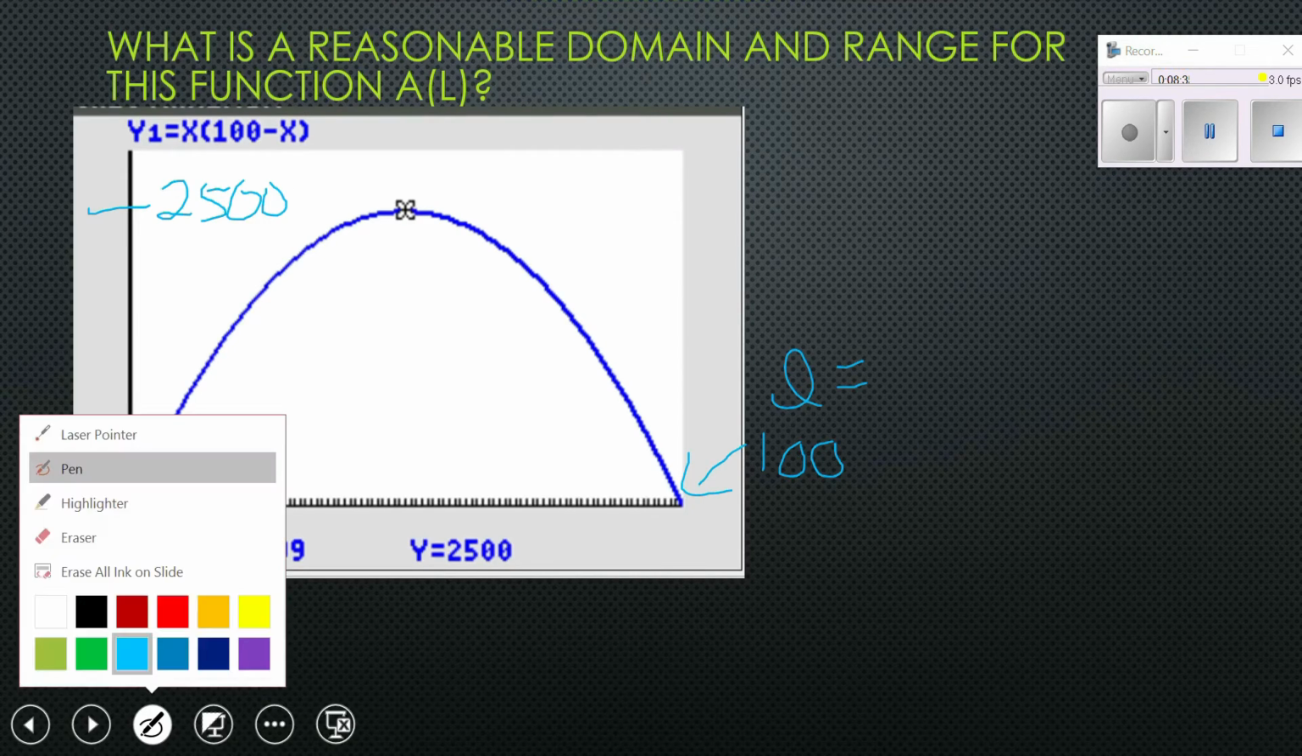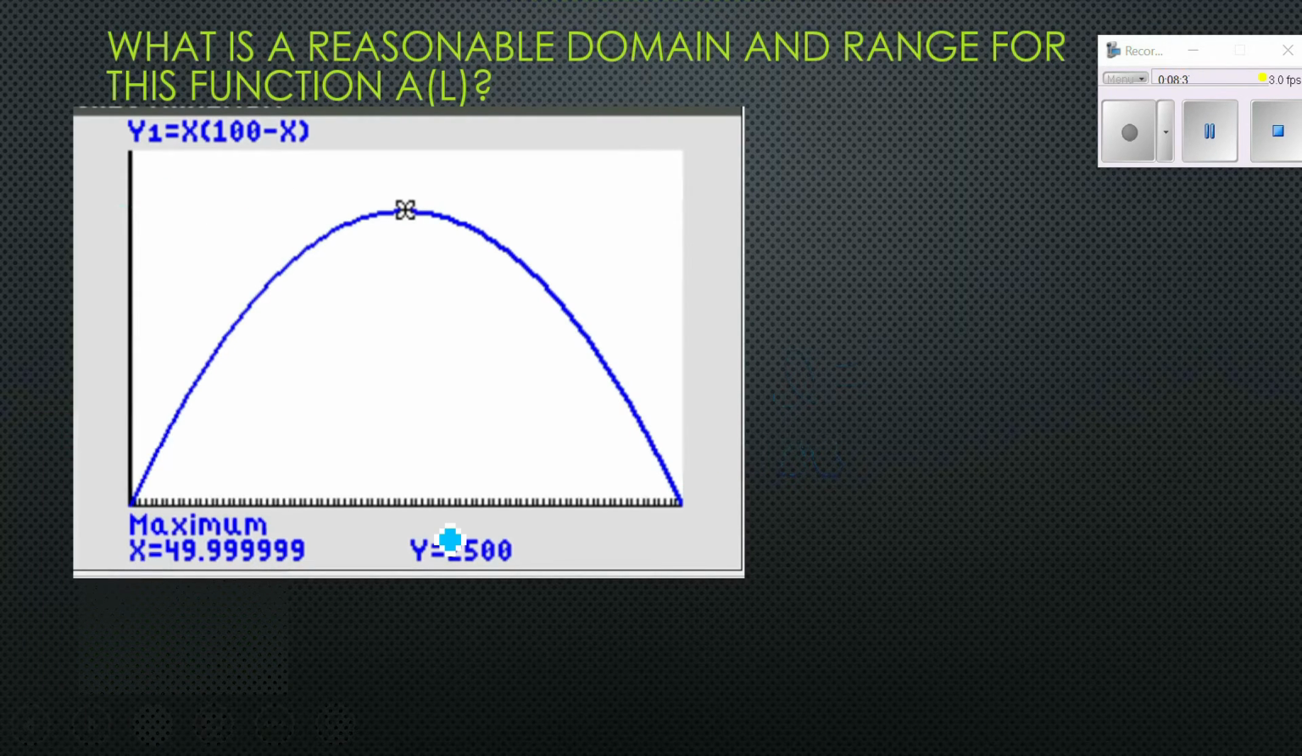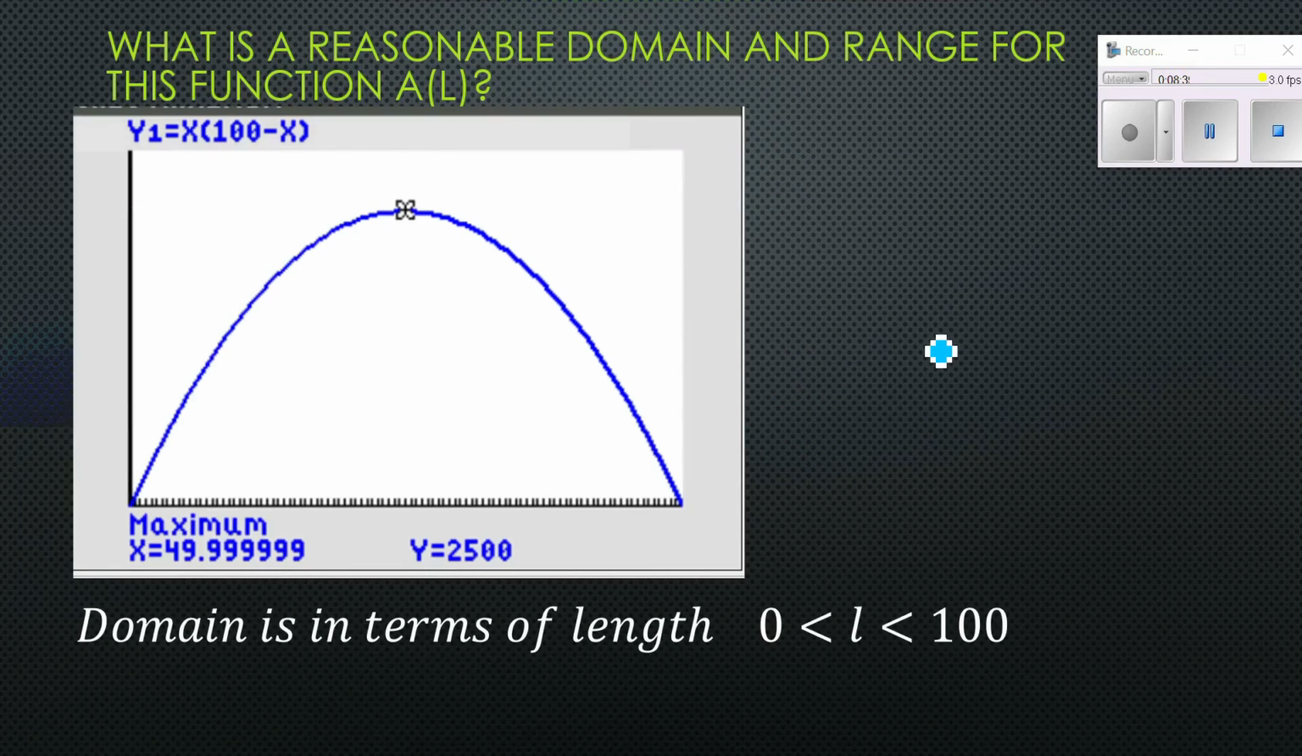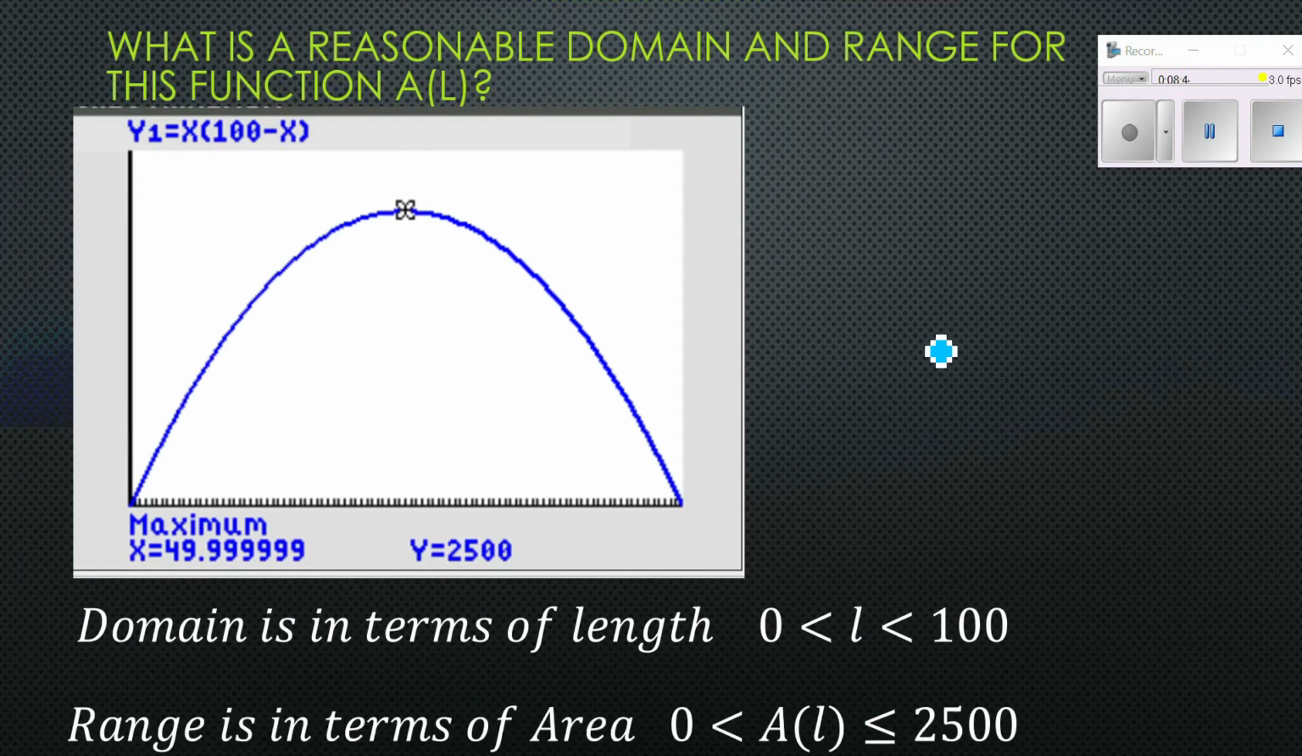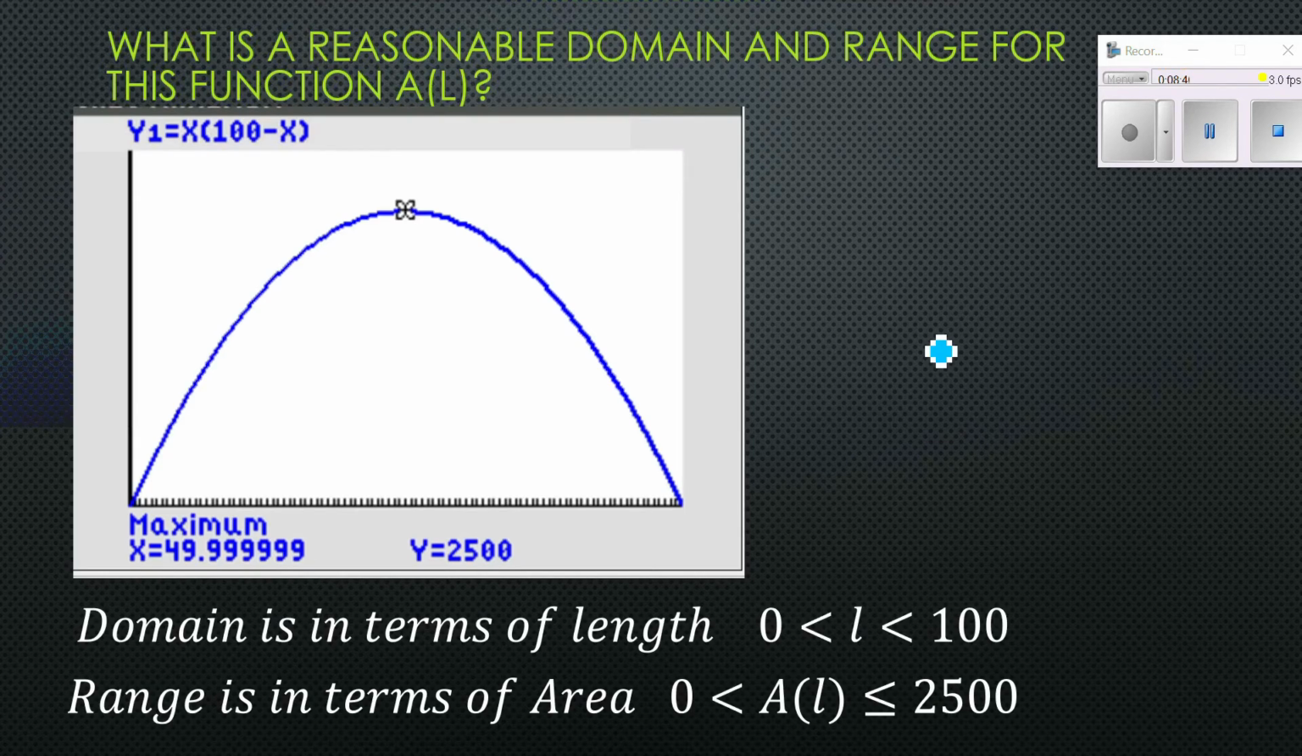So as we look at our domain here, I brought it in with the official inequality notation. Our domain in terms of length goes from 0 to 100, and our range is going to be our area, and that's in terms of A of L. And that's going to go from 0 to 2500.